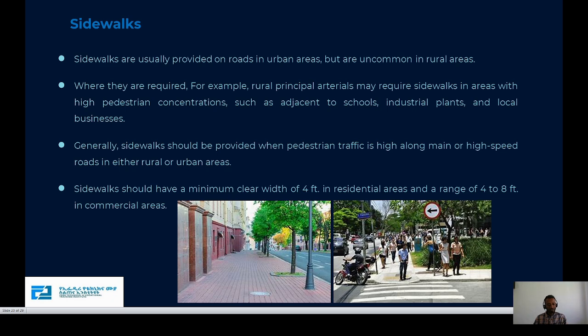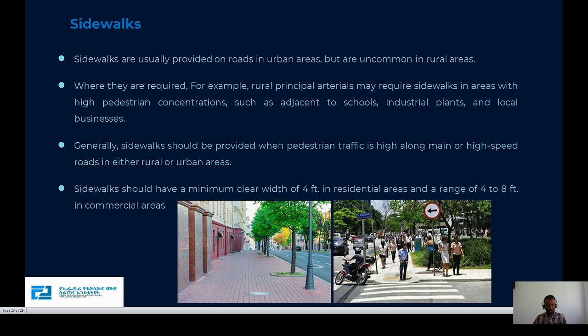And also the other element is sidewalk. These sidewalks are usually provided for urban areas, but are not common in rural areas. So a sidewalk is for providing access for pedestrians. It is required in a rural area when there are high pedestrian concentrations adjacent to schools, industrial plants, and local businesses.